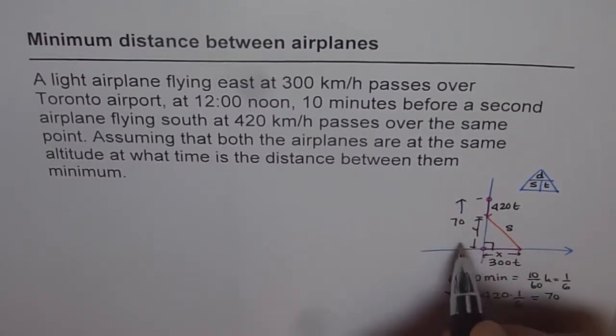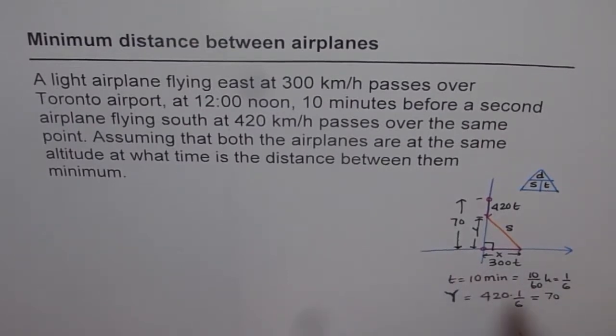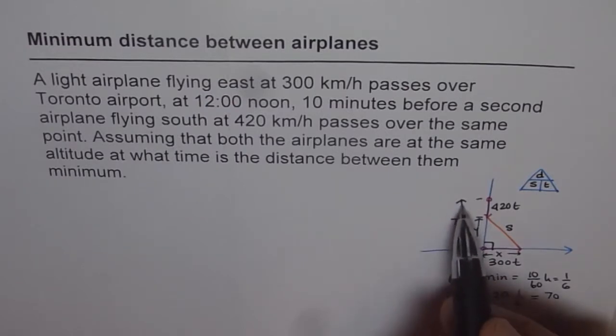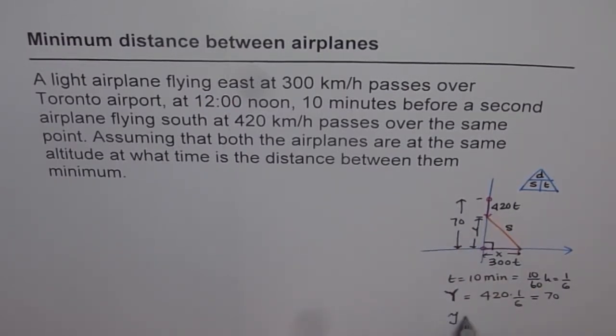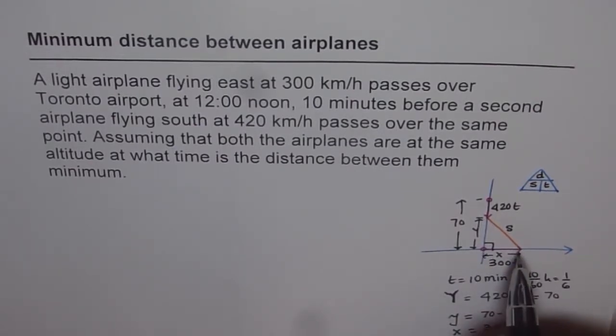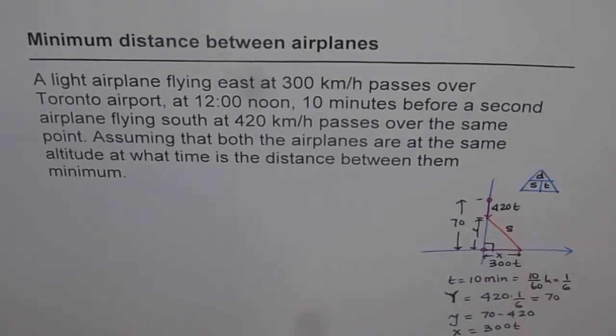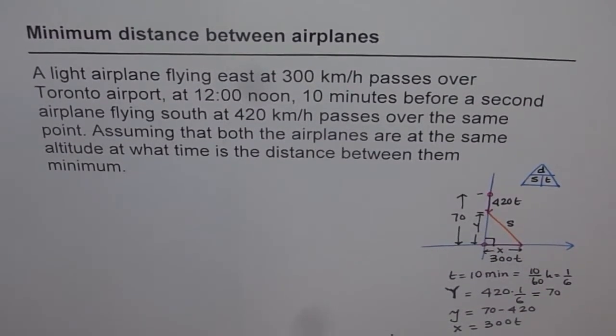So from here to this point, it is 70. And therefore, what is y equal to? Y should be equal to 70 minus 420t, correct? And therefore, we get small y equal to 70 minus 420t. And as we know, x is equal to 300t for us, the distance covered by the plane moving east, right? Let me just push this page a bit to the right.